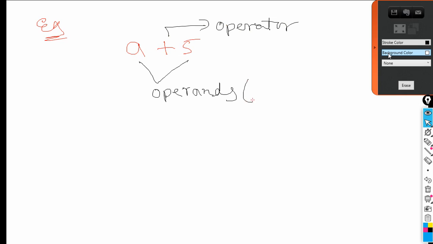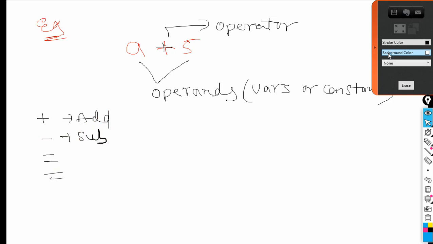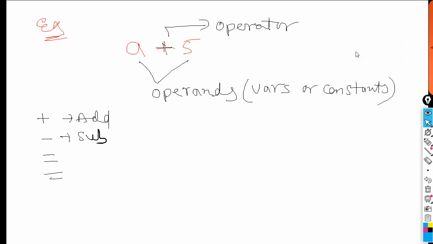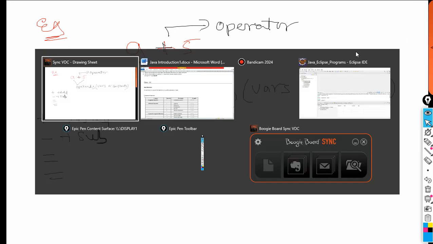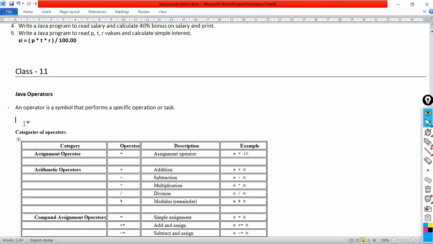Operands can be variables, and they can be constants like this. So what is an operator? An operator is a symbol that performs a specific operation on operands. What is the operation of plus? Addition operation. What is this? Subtraction operation. Like this some operators are present. Let me copy paste this one, go here and paste here.